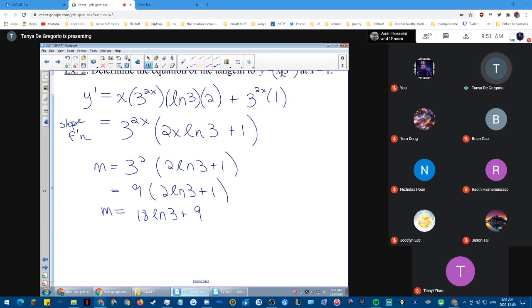If you were to take out your calculator and do 18 times ln of 3 plus 9, it is just a decimal, just a number, okay? So don't get freaked out that you have a plus sign. This is just one number.